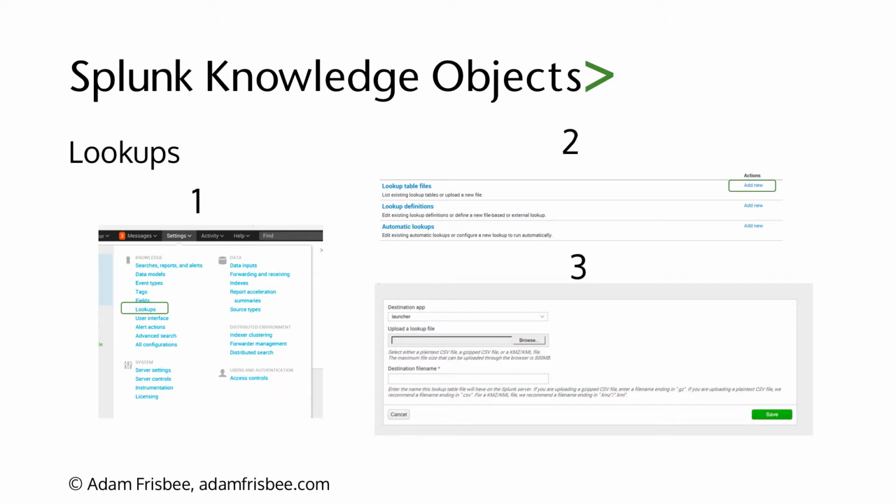It's pretty easy to add a lookup table to Splunk. We go to Settings, then Lookups, and then where it says Lookup Table Files, choose Add New. And on step number 3, we can browse and actually upload the CSV file.